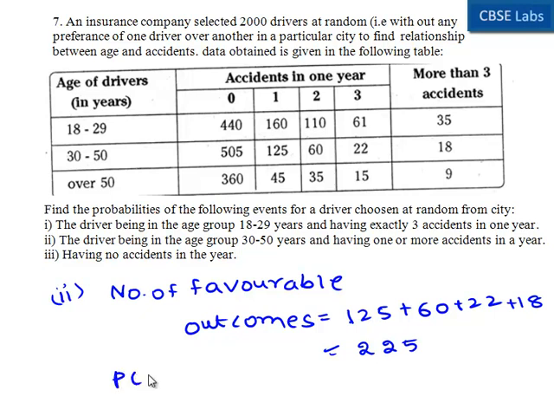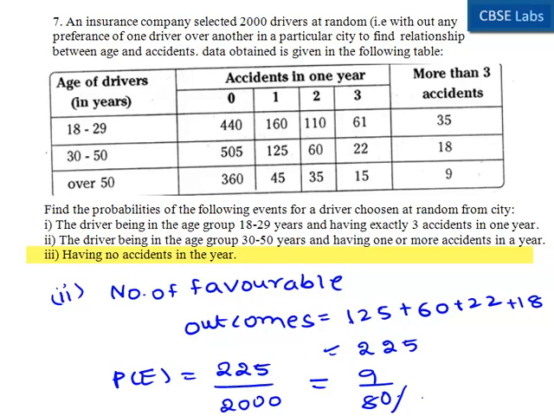So the probability of the event is equal to the number of favorables to the total number of outcomes. The number of favorable outcomes is 225 and the total number of outcomes is 2000, which is the total number of accidents. So the probability of the event is equal to 9 upon 80. So the probability of the driver being in the age group 30 to 50 years and having 1 or more accidents in a year is 9 upon 80.